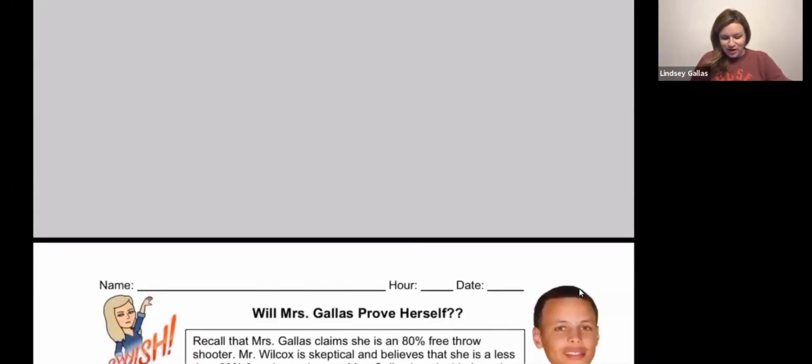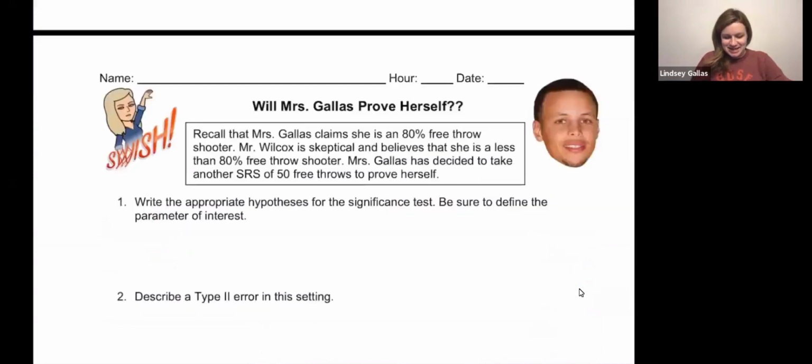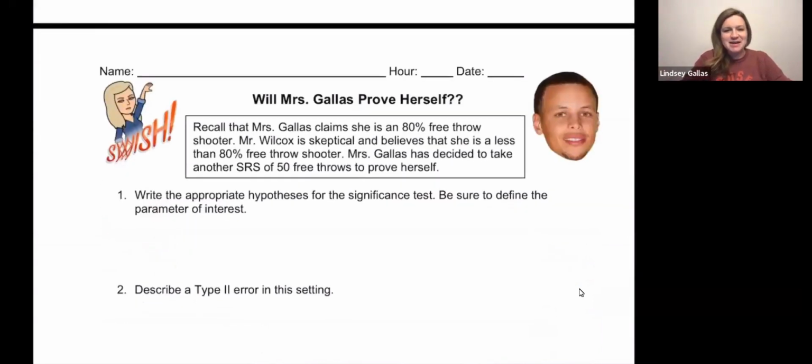All right, so we are sticking in this context today. This is, I think, the last time we will talk about whether or not I'm a good free throw shooter. Recall that I claim I'm an 80% free throw shooter. Mr. Wilcox is skeptical. He thinks I am less than an 80% free throw shooter. So I've decided to take another SRS of 50 free throws to prove myself.